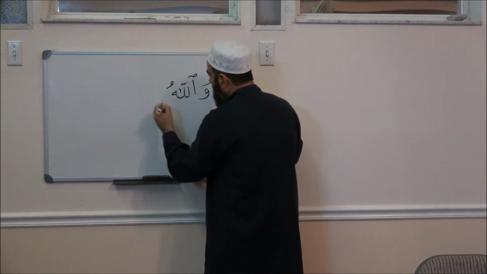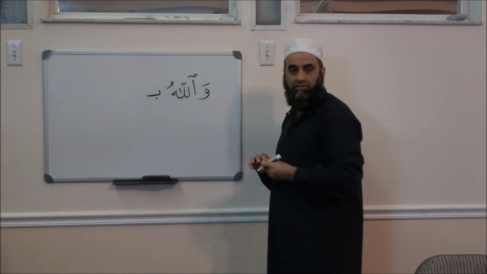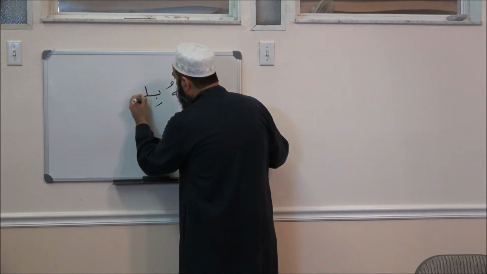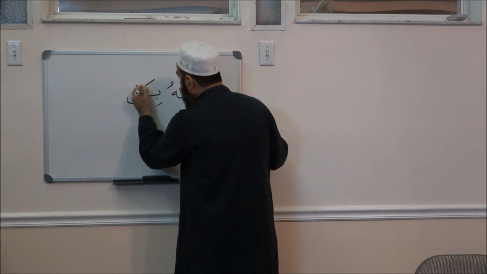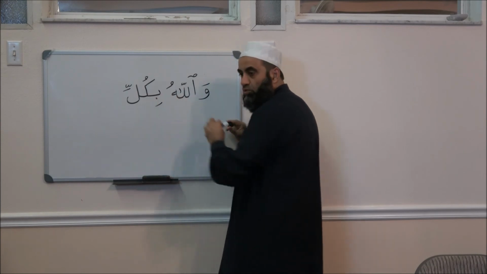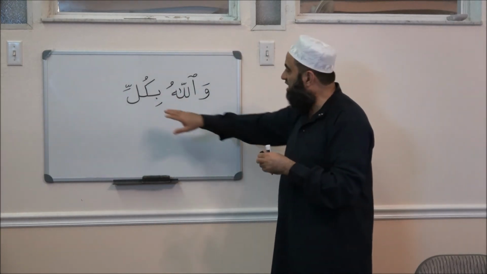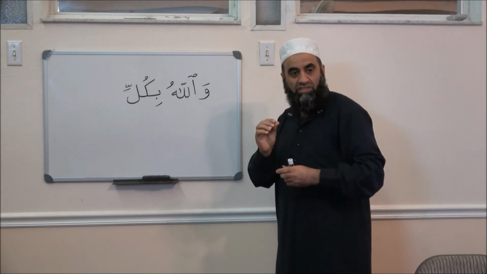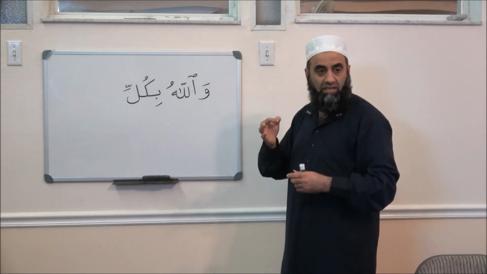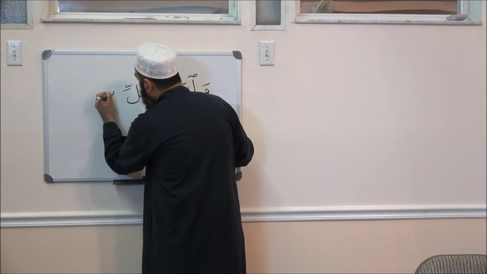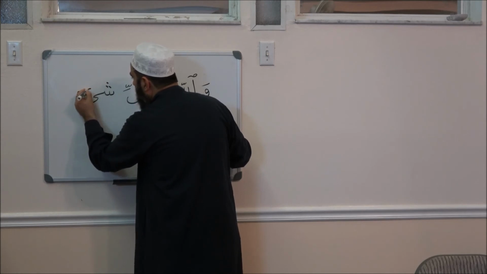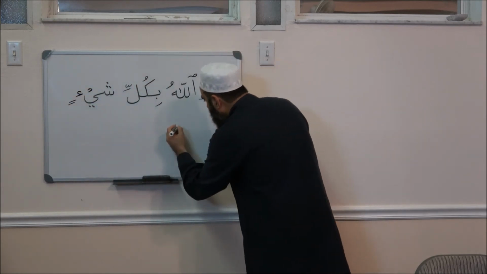So wa, Wallahu. I'm going to add this letter ba, because that's how it appears in the Quran. Kulli. Okay, here is my kulli again. I just added this letter ba to it because that's how it appears in the Quran. So this addition does not change the meaning. It just gives you a slight variation of the meaning. But the word kulli still means every. Wallahu bi kulli, and then the word shay. What does the word shay mean? Thing. Wallahu bi kulli shay'in.